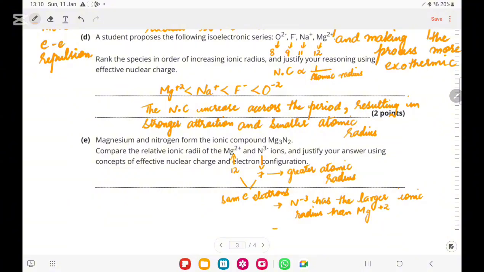And what is the reason for that? That Mg plus 2 has greater nuclear charge as compared to N minus 3.